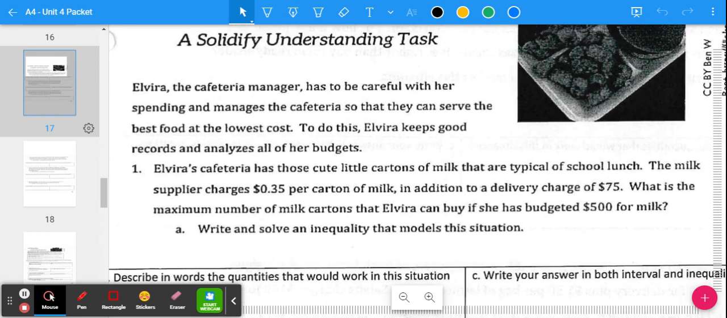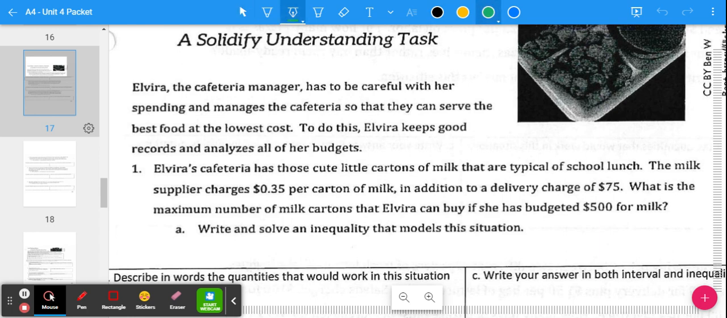So, number one reads: Elvira's cafeteria has those cute little cartons of milk that are typical of school lunch. The milk supplier charges 35 cents per carton of milk, in addition to a delivery charge of $75. What is the maximum number of milk cartons that Elvira can buy if she has budgeted $500 for milk? So it's telling us to write and solve an inequality that models the situation.